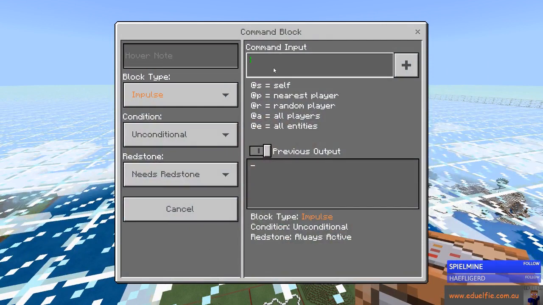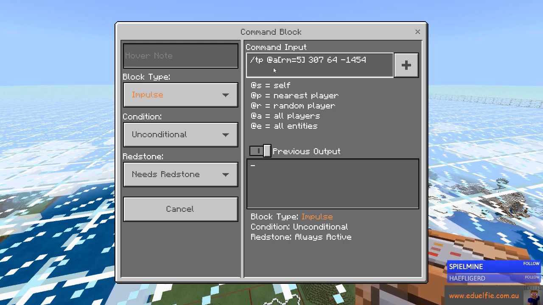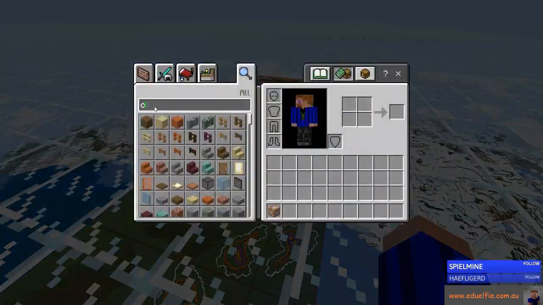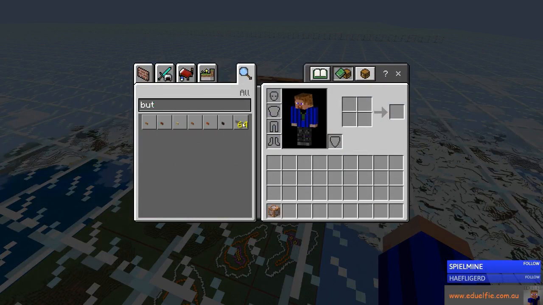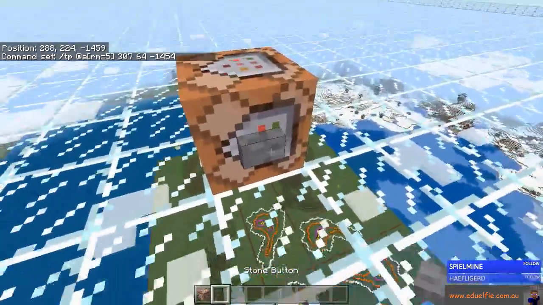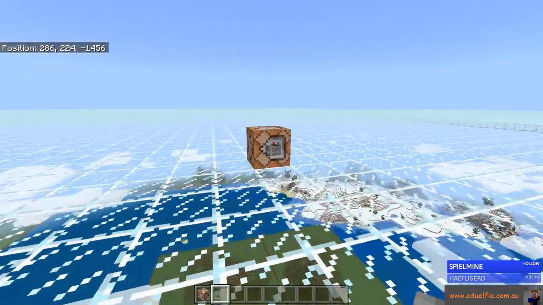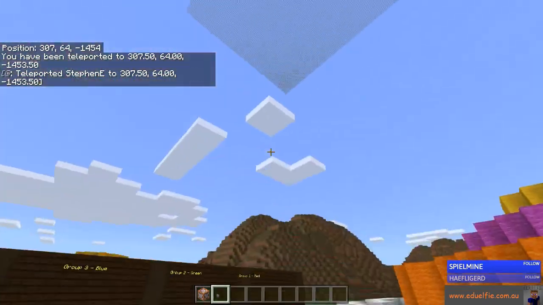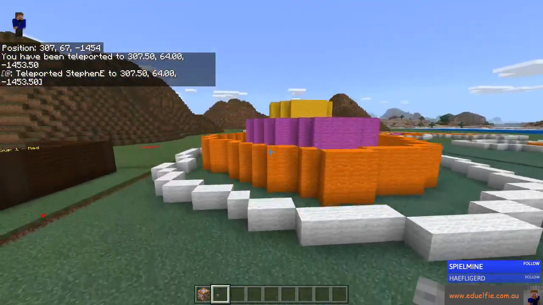Okay, so /TP at a RM equals 5 to 307.64 negative 1454. So what this should do, in theory, if I put a button on it, oh, different coloured buttons now. If I put a button on it, it should teleport anyone who's greater than 5 blocks away to here. In theory, the teacher will be standing close enough to not be teleported, or if they're standing close, they will also be teleported down here as well.